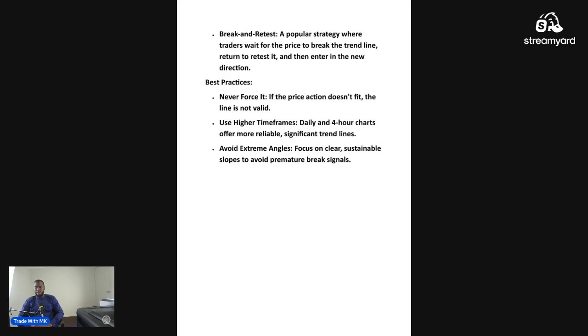Best practice: never force it. If the price action doesn't fit the line, it's not valid. Use higher time frames; daily and 4-hour charts offer more reliable and significant trendlines. Avoid extreme angles. Focus on clear, sustainable slopes to avoid premature break signals. So guys, that's mostly a few details about what a trendline is. I'll show you the practical example on my chart.